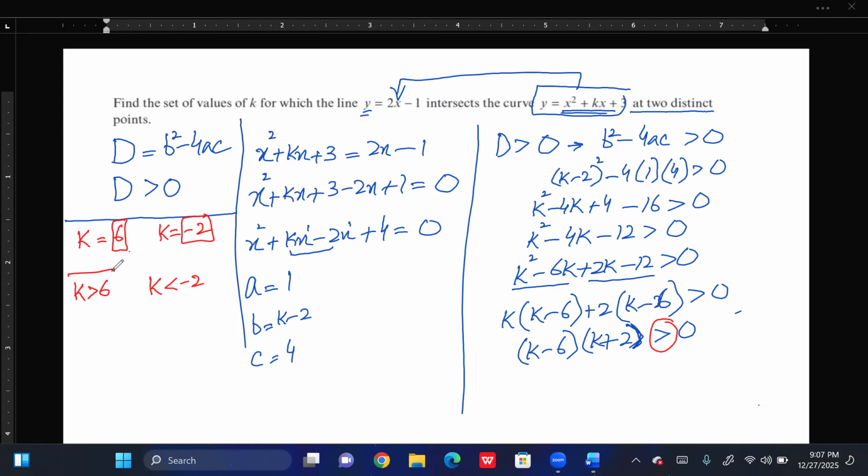So these are the two possible results, or the range of the values of k for which the line is intersecting the curve at two different points. I hope you have noted down. Please read carefully. I'm going to move on to the next question.